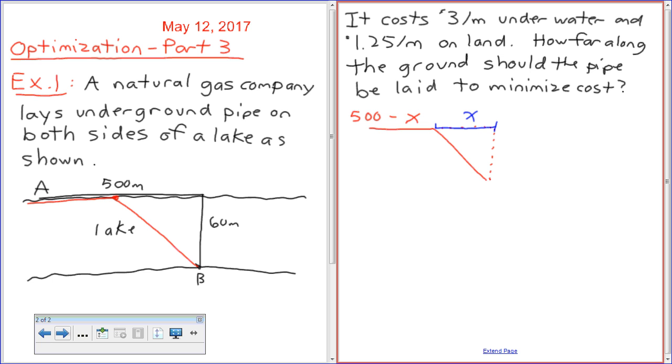What is the vertical distance going to be? Just 60. And then this is going to be D.